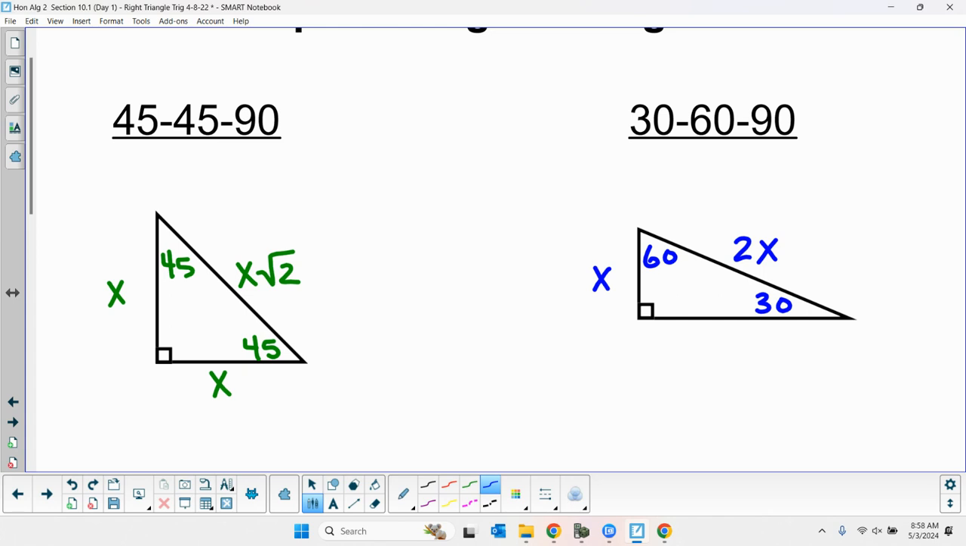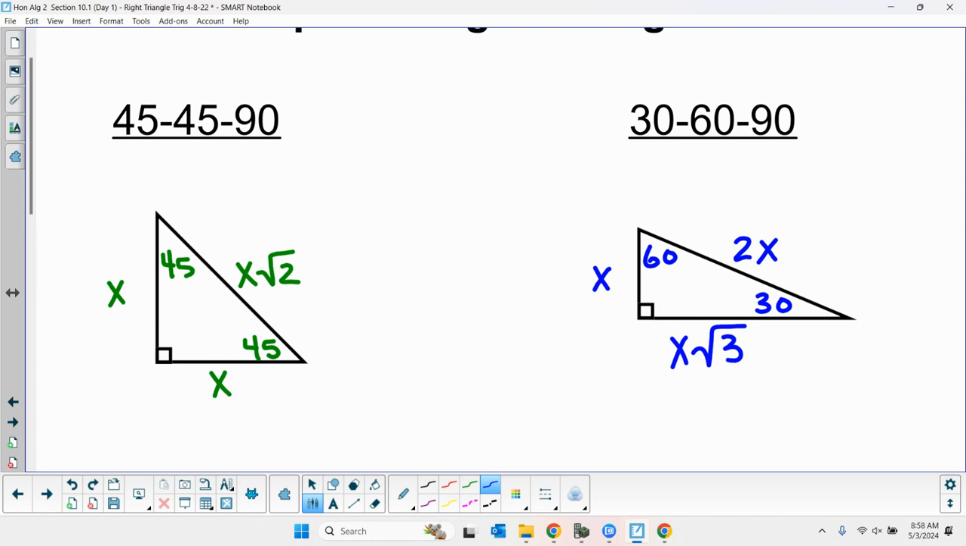We call that the short leg because it's opposite to 30, the smallest angle. So that side's shorter. That's always going to be true. The 60 is the next longest. So short leg, we call this long leg. All right? It will always be that number times the square root of 3. Always. So if that's a 5, that's a 10, and that's 5 radical 3. If that's a 12, that's 24, and that's 12 radical 3.